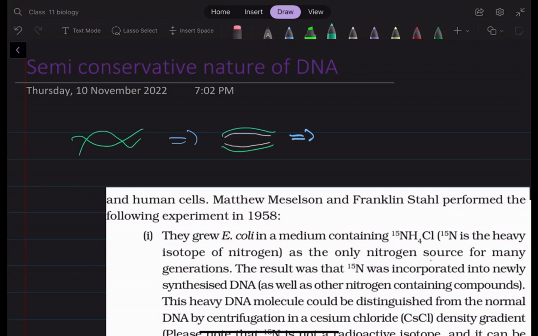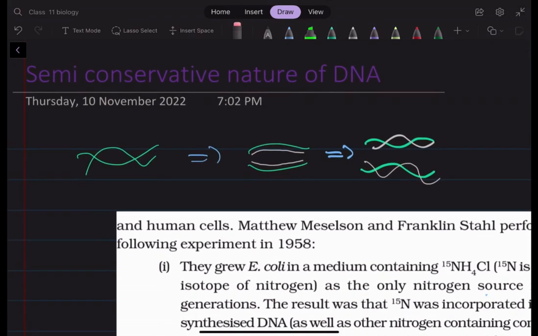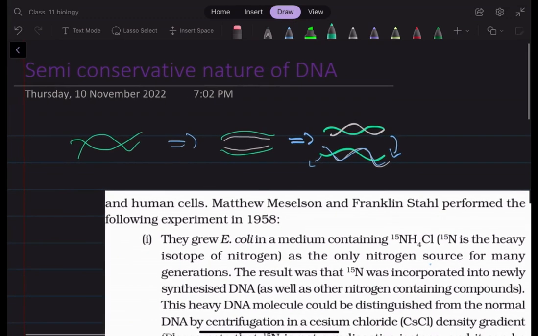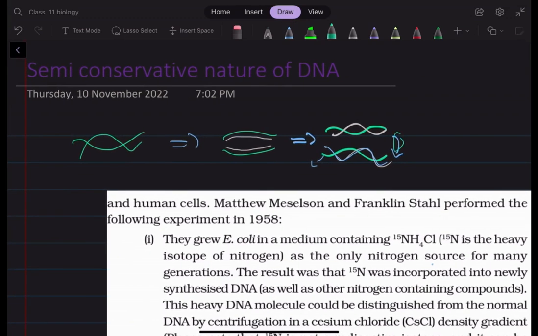and then we have our two copies of DNA formed. So you see the catch here. Whenever replication takes place, in the new copy of DNA that is formed, one strand is from the previous cell itself, and this new strand is formed over it. So that is why we call this semi-conservative in nature.